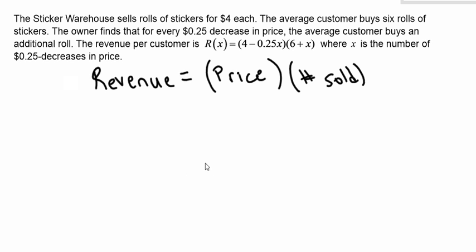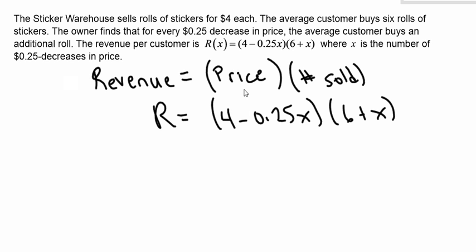So here we have an equation for revenue where we have 4 minus 0.25x multiplied by 6 plus x. So one of these brackets must represent the price, and one of them must represent the number sold. So here's what I know about the price of the stickers. We know that originally the price is $4 each, and here I can see that original price. But then we're going to change the price by 25 cents every time we do one of these decreases.